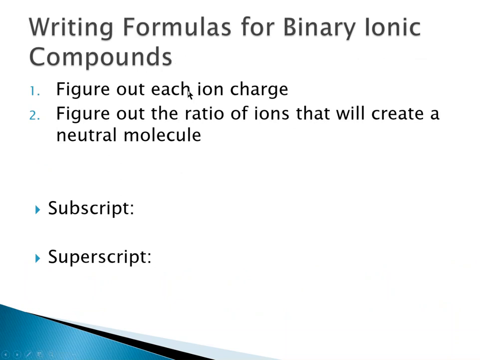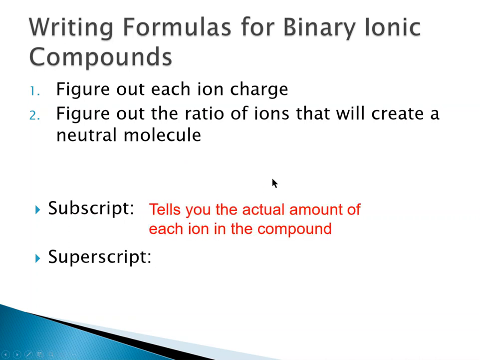So figure out each ion charge and figure out the ratio of ions that will create a neutral molecule. When you look at the chemical formula for a compound, you may see some subscripts and superscripts. The subscripts in the formula tell us the amount of each ion or atom in the compound. For water, for instance, it's H2O. That 2 you see in the formula for water is a subscript. So that tells us we have 2 hydrogen atoms and 1 oxygen atom in the formula.